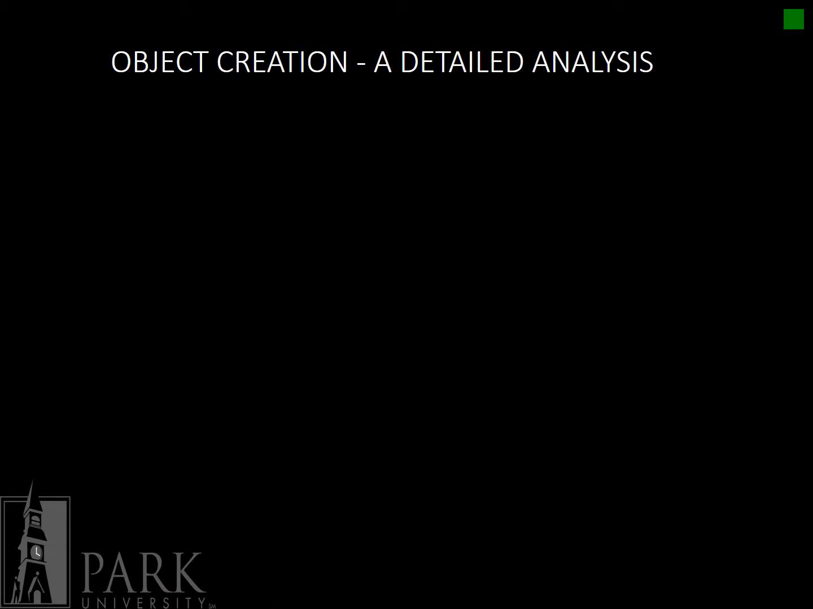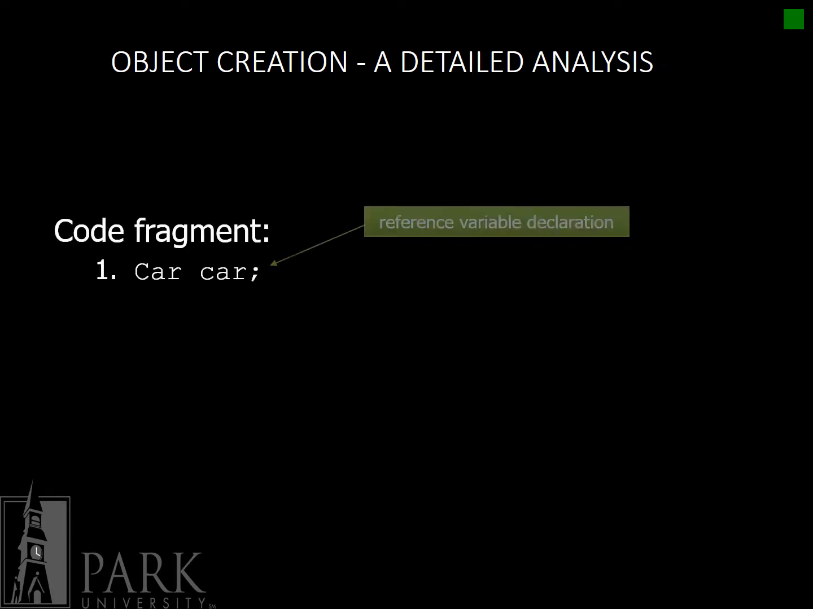So I alluded to this in previous chapters, but let's take a detailed look at what happens when a program instantiates an object and stores its address in a reference variable. Space is allocated in memory for the car reference variable, and the car reference variable will hold the address of an object, but since there is no object created for it yet, it doesn't hold a legitimate address.